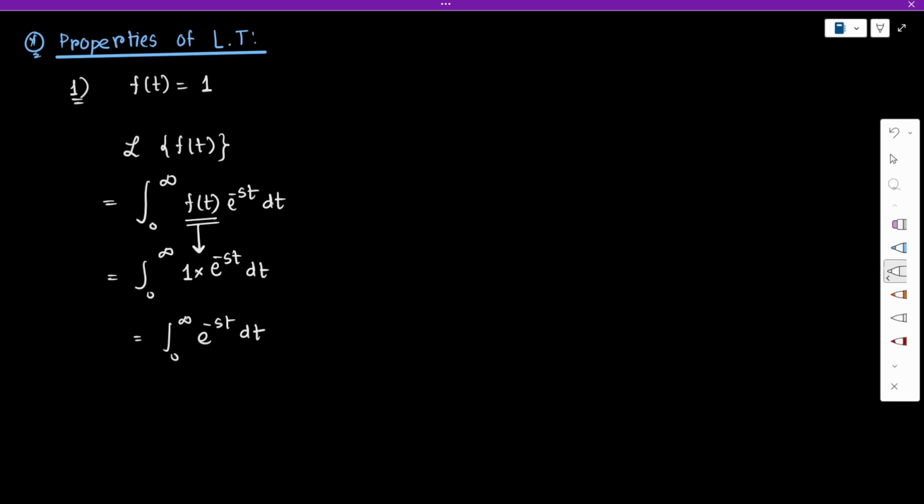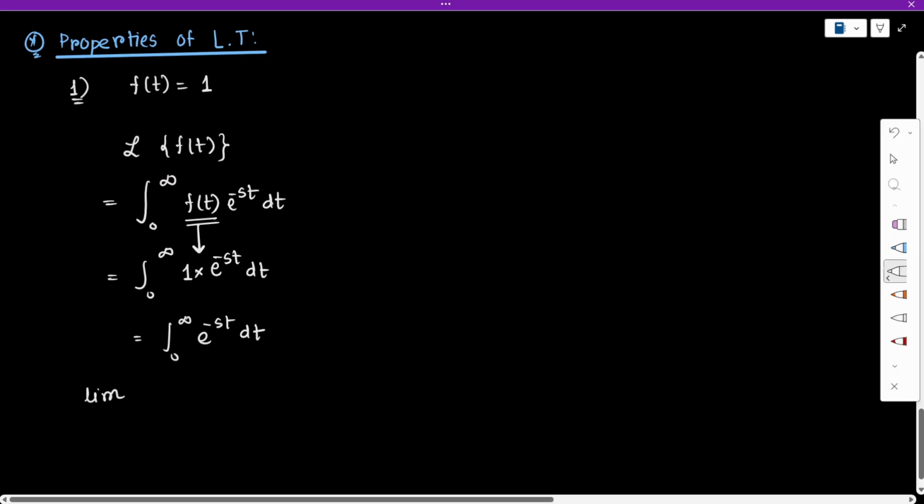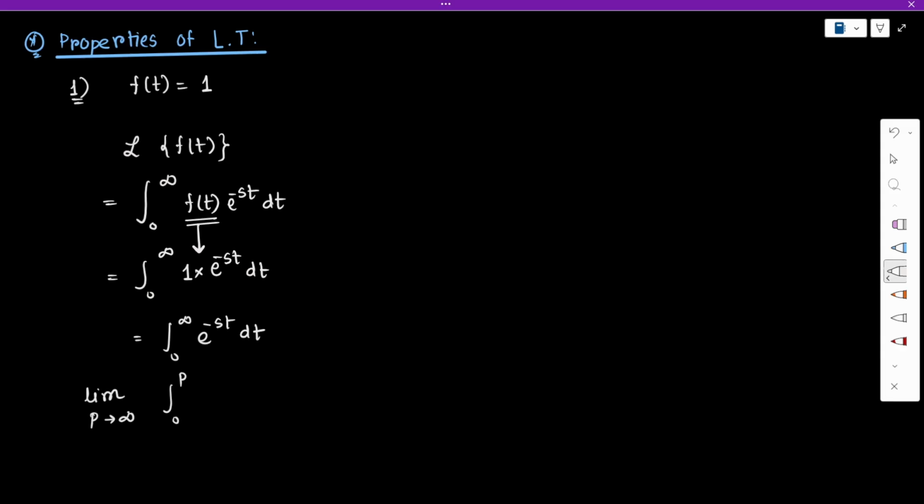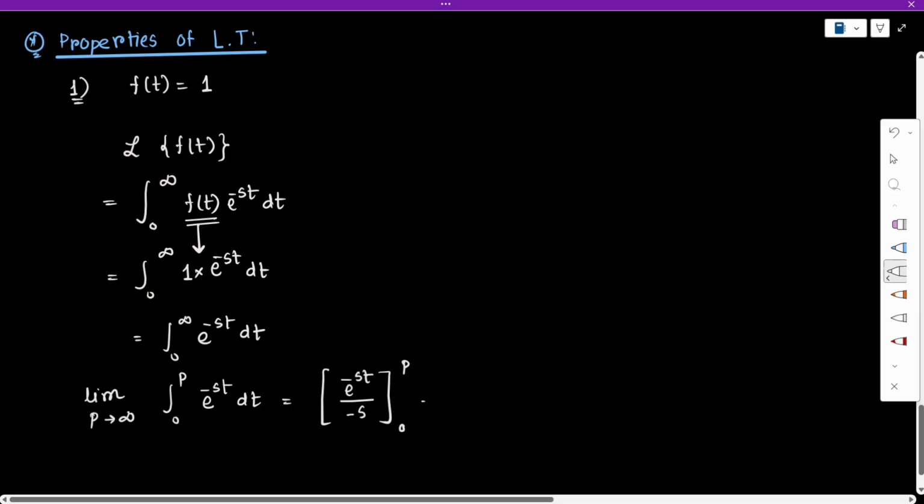Okay, we can do something here. Without doing the actual limits from 0 to infinity, we say that p tends to infinity and we are taking the upper limit as p. So this is going to be e to the power negative st dt, and we all know that the calculation of e to the power negative st dt is going to be negative e to the power negative st divided by negative s, and the limit is 0 to p.